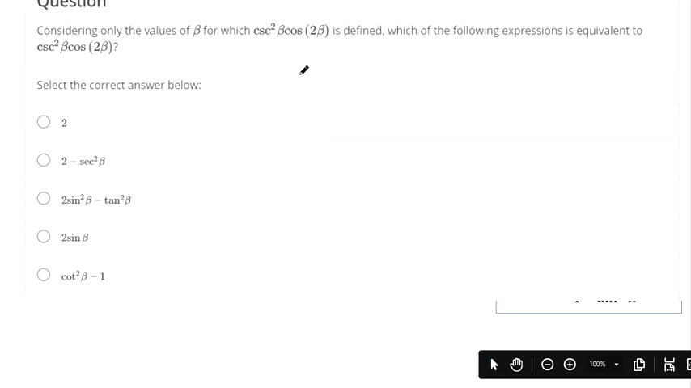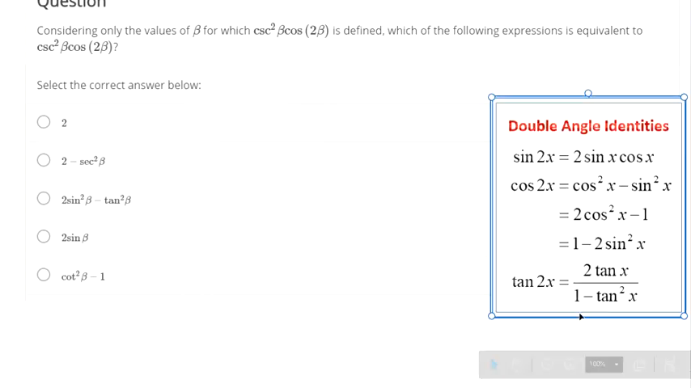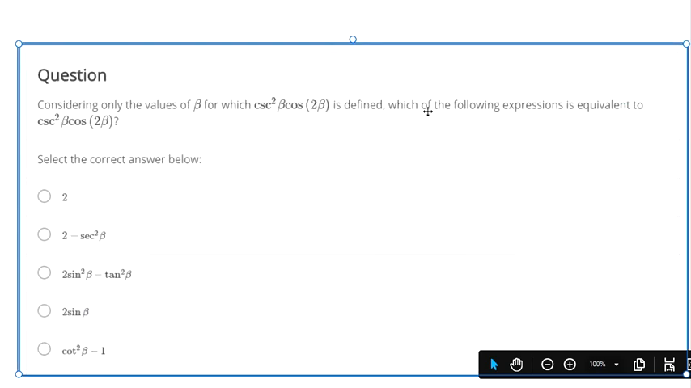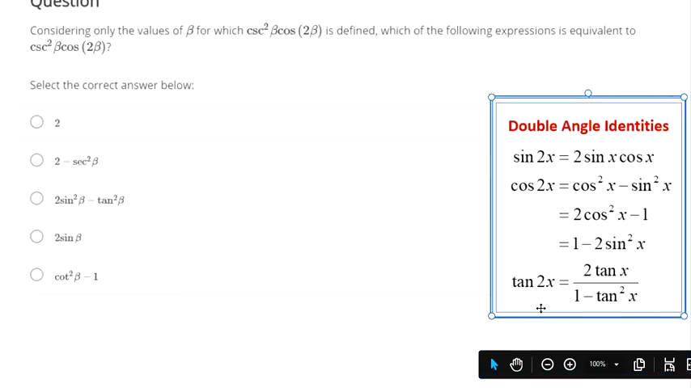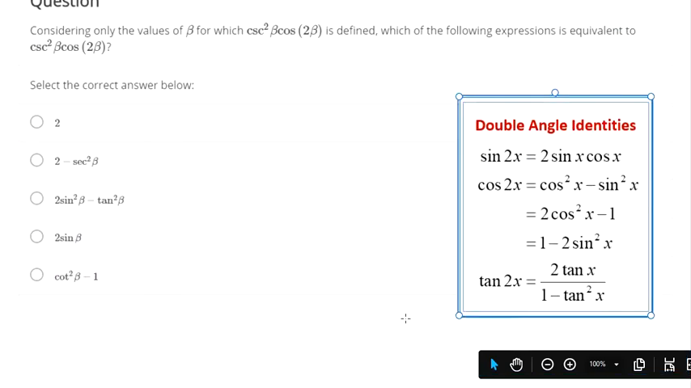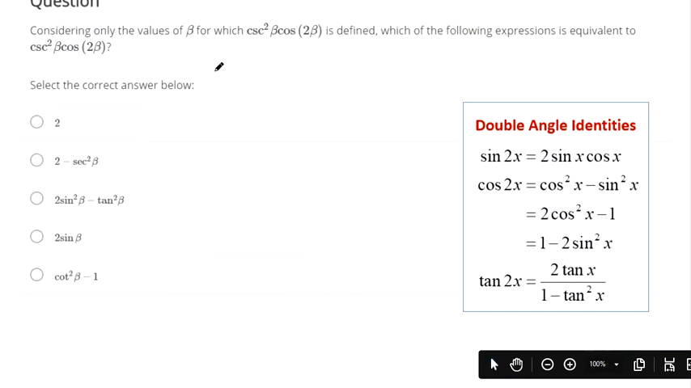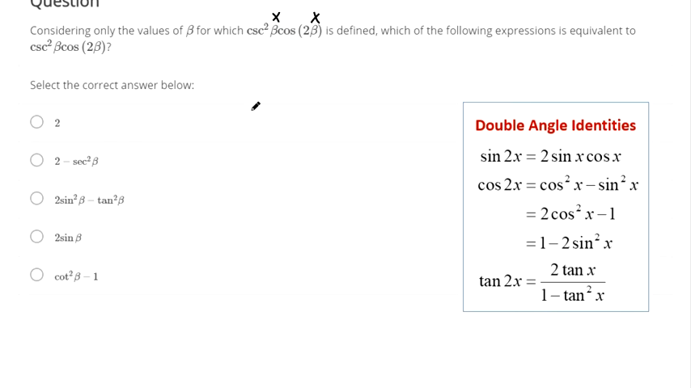Double angle identities again. This one's actually kind of similar to the one we just saw. Cosecant squared beta. I'm going to use x. I don't like writing beta. So we got cosecant squared x times cosine of 2x.